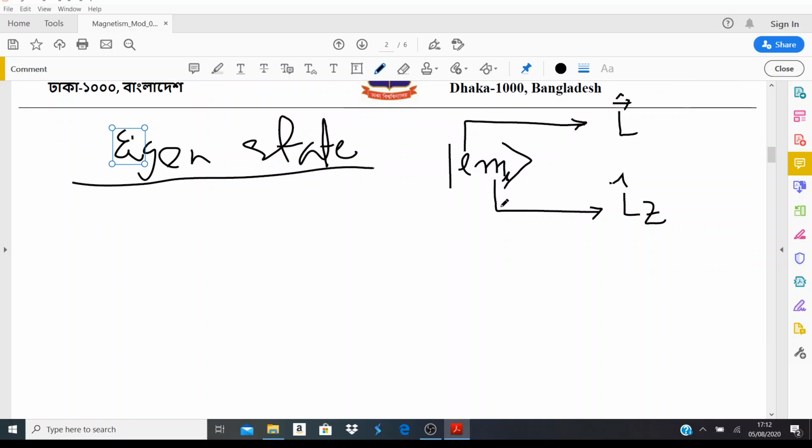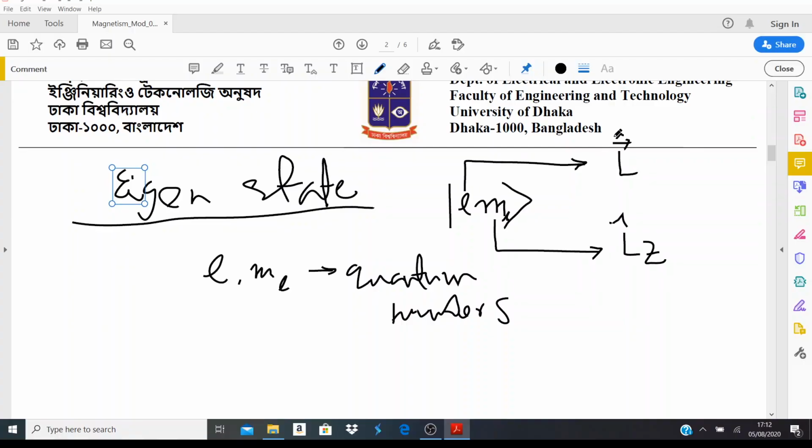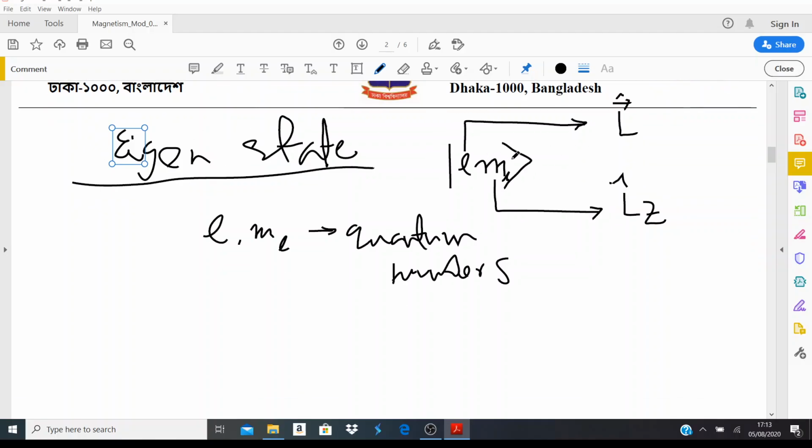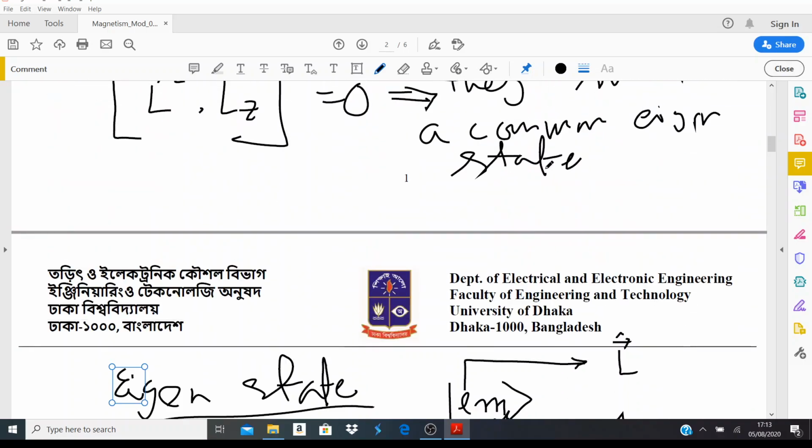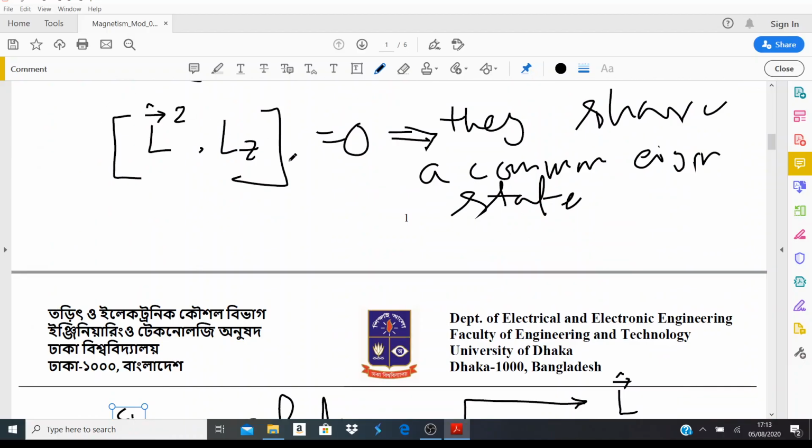So this L and ML, these are called the quantum numbers, right? These labels, quantum numbers. And L is the quantum number associated with the operator L square, and ML is the quantum number associated with the operator Lz, right? Now we need to know how this state is acted upon by our operators, right? So which two operators are our choice? One is L square and another one is Lz.